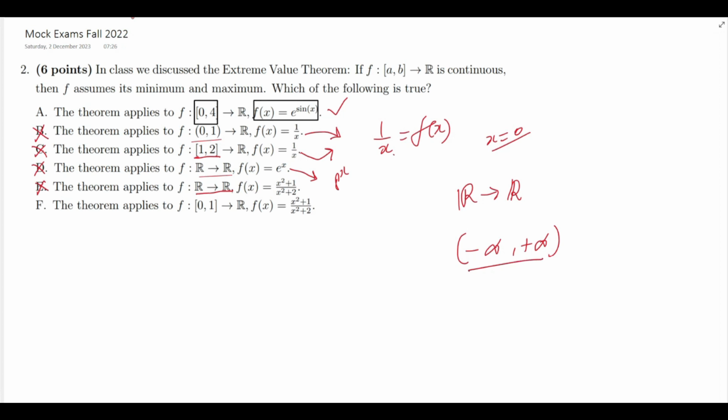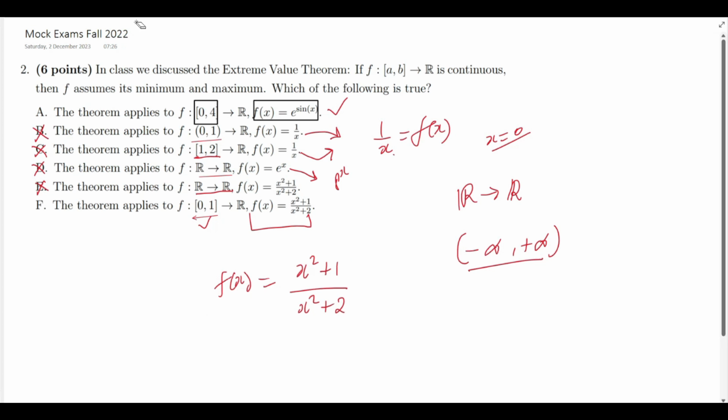And the last option, F, says the theorem applies to f such that in the interval [0, 1], first of all, this is a closed interval, right? Secondly, we have been given our function, so the first condition holds. Let's check if this is a continuous function. We have f of x to be x squared plus 1 divided by x squared plus 2. So this is our function. We want to check, is this function a continuous function? Yes, this is going to be a continuous function, and one easy way to check is to verify if it has a vertical asymptote.